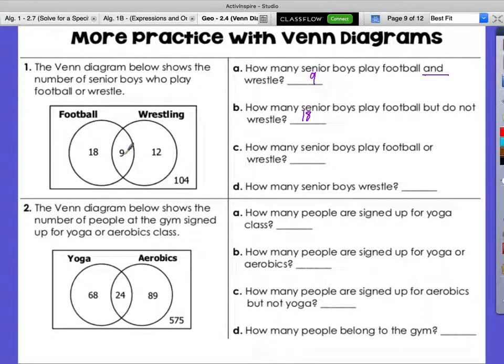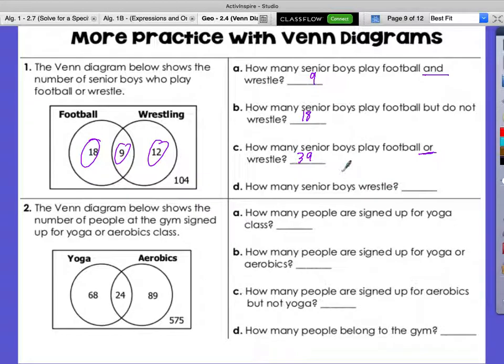How many senior boys play football or wrestle? What 3 numbers are we going to add together here? We're going to add 3 numbers together. Can somebody tell me what it would be? 18, 9, and 12. Or tells us we're going to do any combined space. So we're doing 18, 9, and 12, which is in fact 39. Thank you, Gracie. It goes back to our previous page.